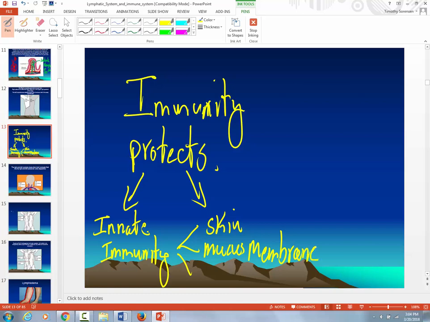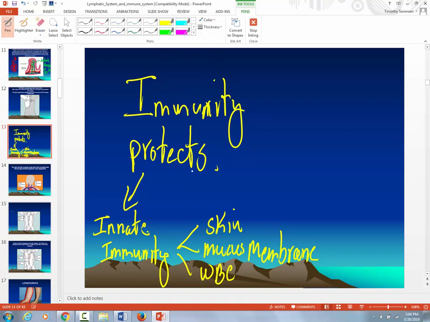Right? You've got mucus that has antibacterial properties, and saliva has antibacterial properties. Your private parts secrete mucus that protects you. Say yes. And then you have white blood cells that are preformed when you are born. You got me? And I'm going to go into more detail about that. So that's your innate immunity.